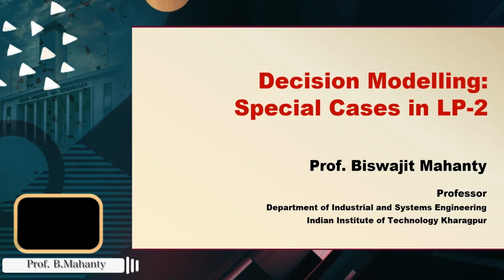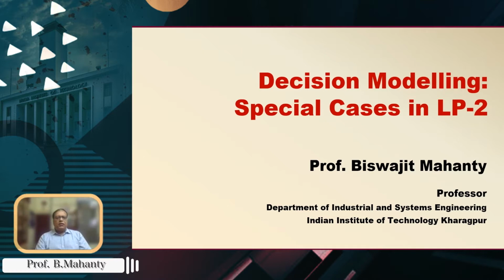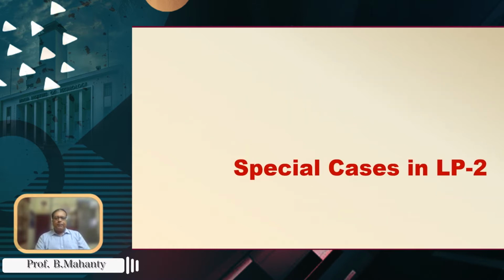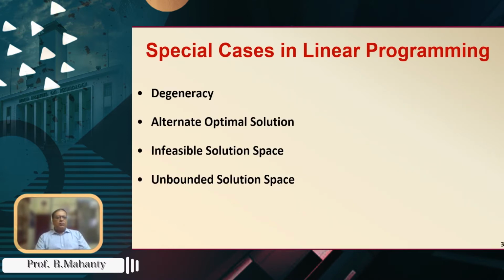Right. So today we are going to discuss decision modeling, the special cases in linear programming. There is a second lecture on this, that is the special cases in linear programming. We know that there are four different special cases that we decided to discuss: the degeneracy, alternate optimal solution, infeasible solution space, and unbounded solution space.